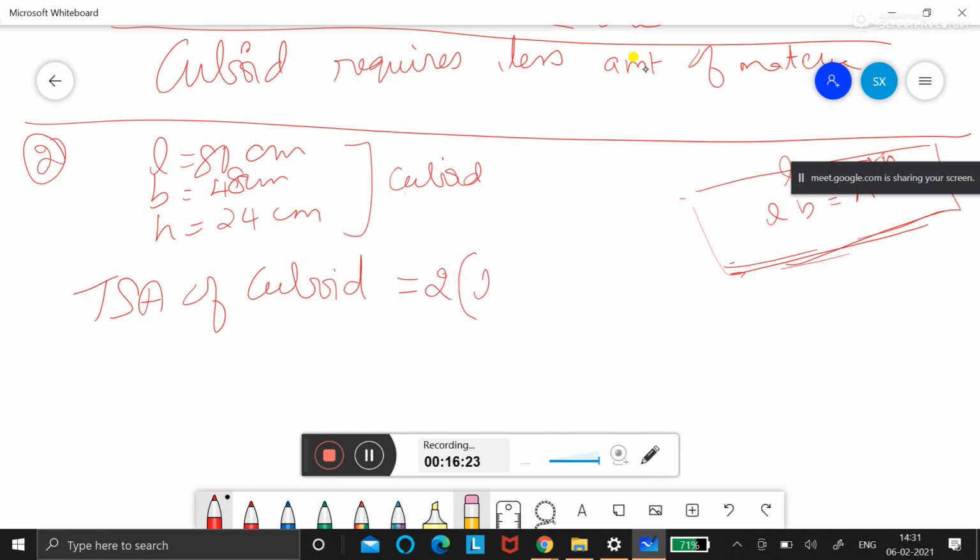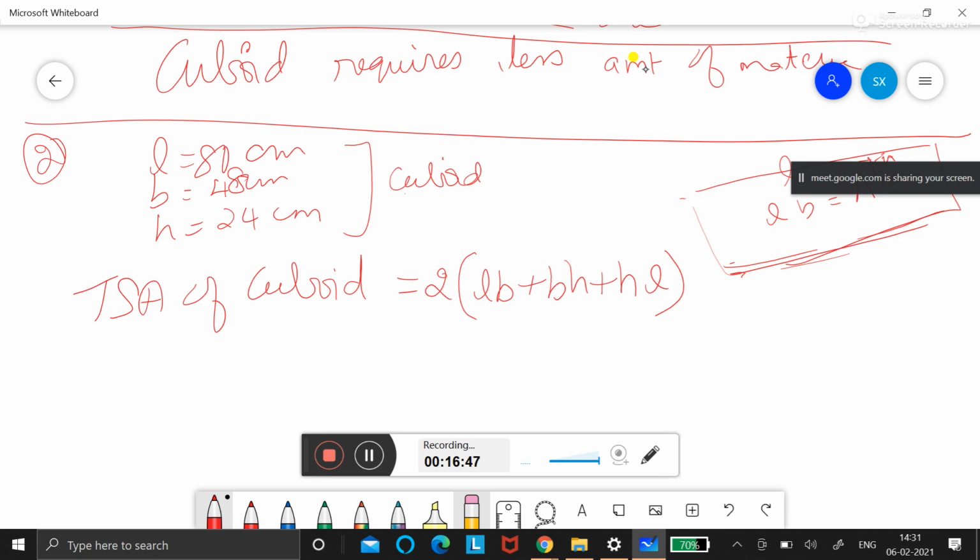2 into LB plus BH plus HL. Repeat all of you. What is the TSA of a cuboid? What is it? 2 into LB plus BH plus HL. Observe: 2 into LB plus BH plus HL.